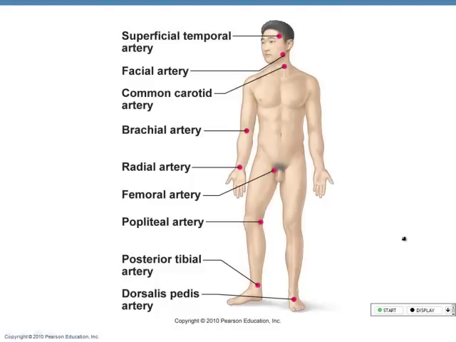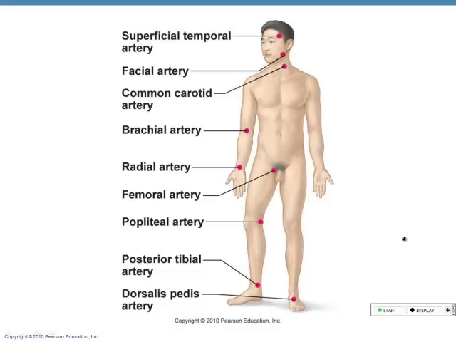A, it's got to be in an artery, and B, it's got to be close to what? Closer to the surface. So we see we can feel certain pulse pressure, pulse waves. That pressure wave can be felt in several different places, and that's what a pulse is.